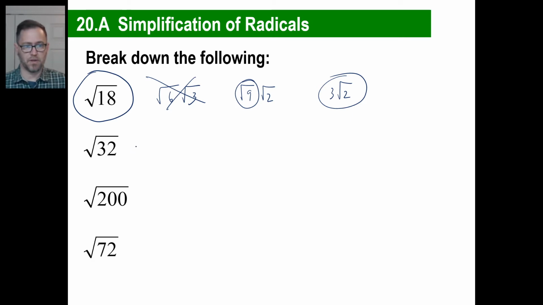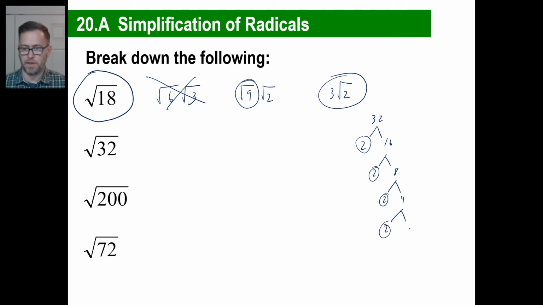You might look at this and go, oh, that's the square root of 4 times the square root of 8. That's good as far as it goes, but then you have the square root of 8, what do you do with that? One way to do this that's completely foolproof, unless you see two factors immediately, is you can take 32 and use a factor tree. You go, all right, I'm factoring this down to all prime factors. So that's going to be 2 and 16. And 16 is 2 and 8. And 8 is 2, and that's 4. And 4 is 2, and then there's 2.